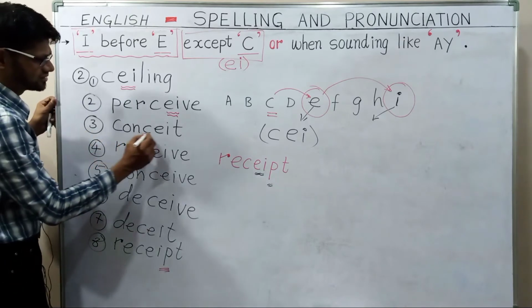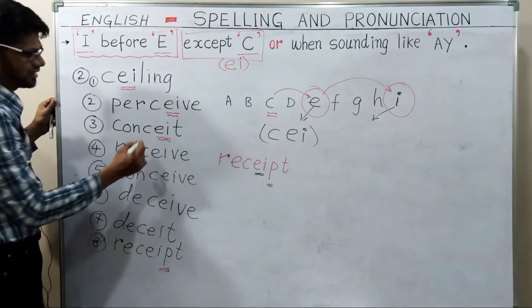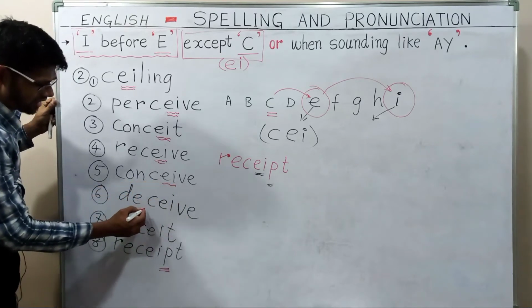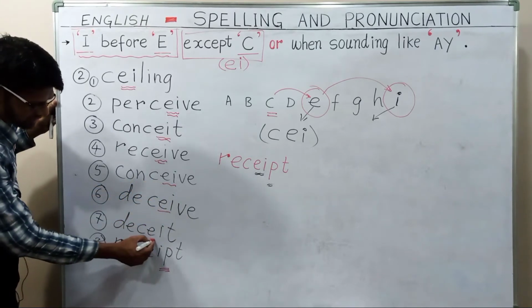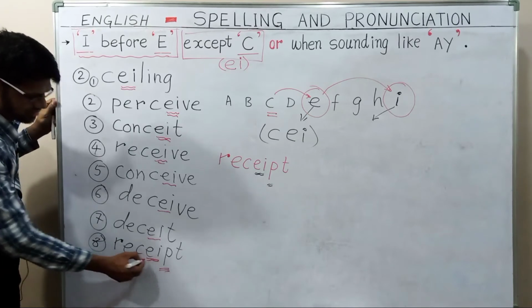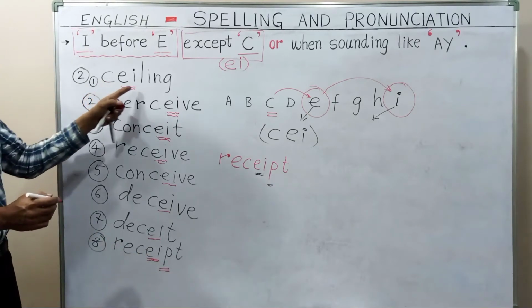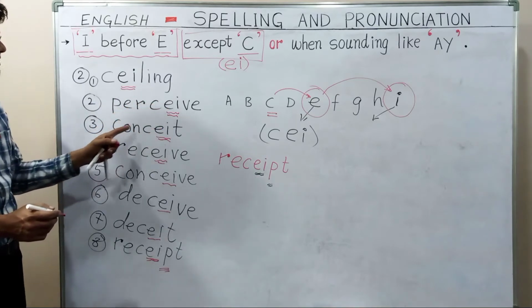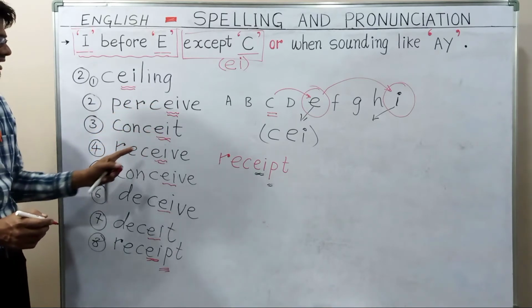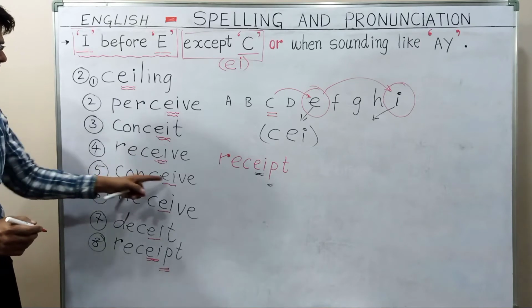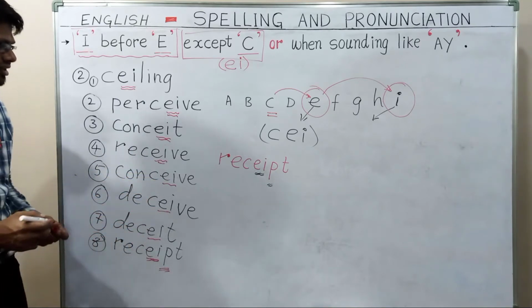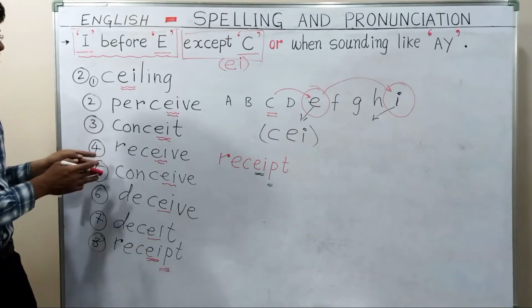Conceit, you can notice here EI. Here also you can notice EI. Conceive, EI after C. Ceiling, after C, EI. Perceive, conceive, conceit, receive, deceive, deceit, receipt, all EI after C. So these are a few examples.